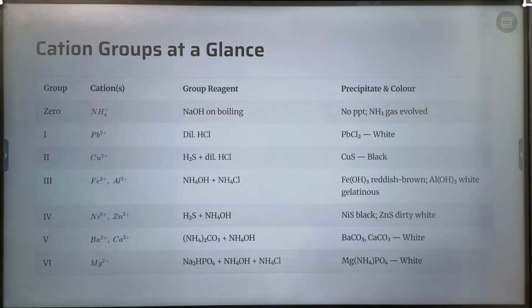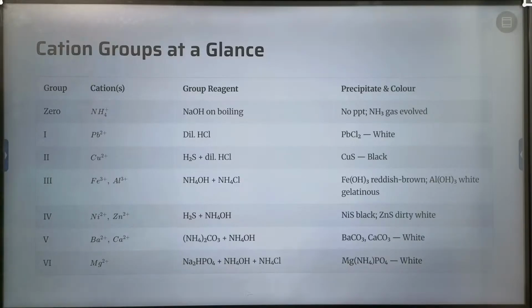So if you don't get any precipitate here, then again it is absence of fourth group. We move on to the fifth group. So here you add again more amount of ammonium hydroxide to make it basic, and you add the reagent to be ammonium carbonate.